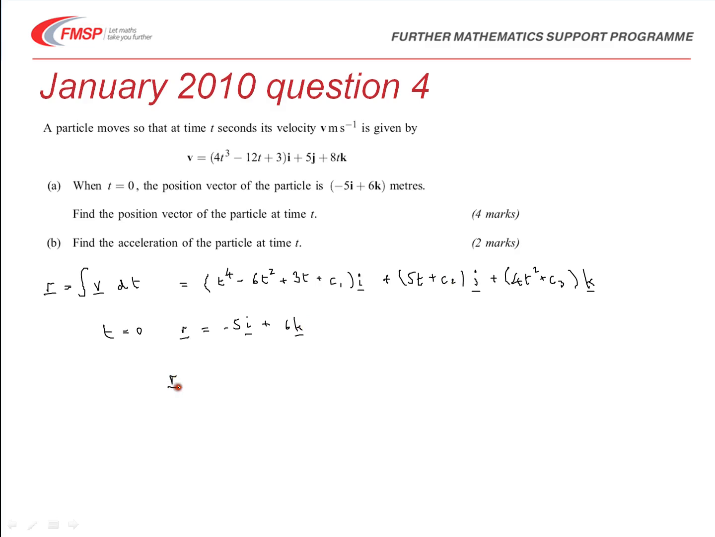And so r will become t to the 4 minus 6t squared plus 3t minus 5, lots of i, plus 5t j, plus 4t squared plus 6, lots of k.